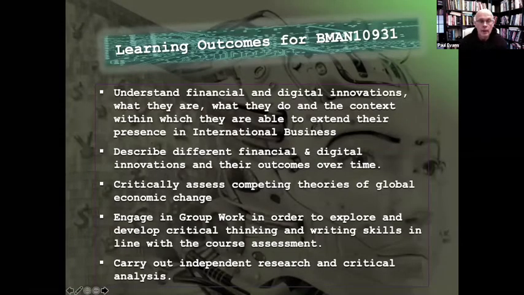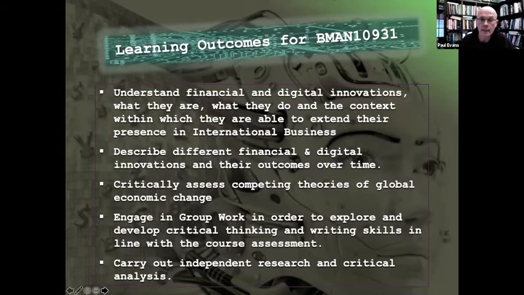Now, it's an introductory program, so I'm not asking you to understand all of finance and digital tech businesses at an advanced degree. As an introductory program, it's a descriptive understanding of the relevant financial and digital innovations. We won't cover all of them, because there are things happening out there today that we just don't have the time to cover. But we will cover the most important ones. Because it's descriptive, we need to know what they are, what they do, and the context within which they're able to extend their presence or impact upon international business.